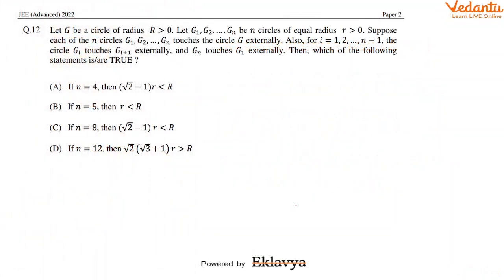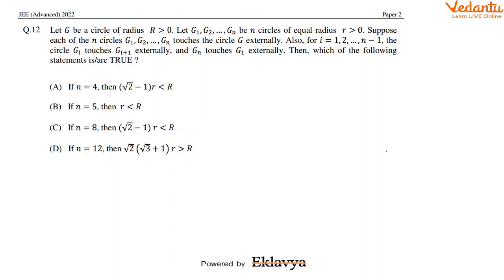And in this video I have taken question number 12 asked in the paper. It says let G be the circle of radius R, capital R, greater than 0. Let G1, G2, ..., Gn be n circles of equal radii r, small r, greater than 0. Suppose each of the n smaller circles G1, G2, ..., Gn touches the circle G externally.